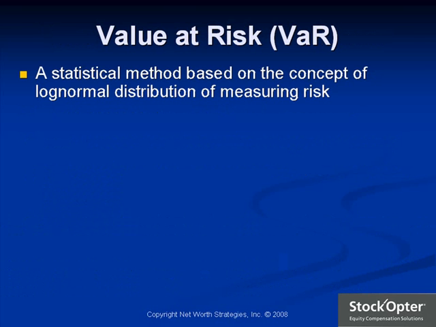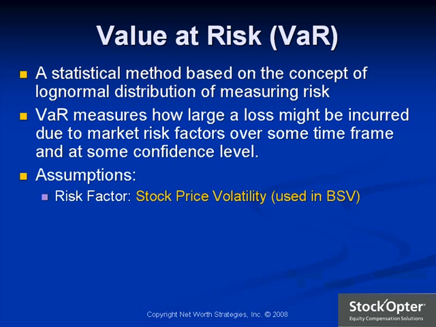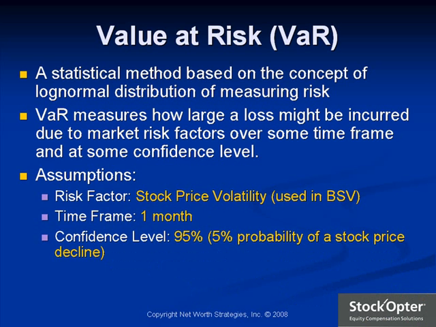Value at risk is a statistical method, based on the concept of log-normal distribution, of measuring risk. VaR measures how large a loss might be when incurred due to market risk factors over some time frame and at some confidence level. The assumptions involved in VaR are the risk factor, stock price volatility, as used in Black-Scholes value; the time frame, and in our case we are using 30 days; and a confidence level, 95%, or put another way, 5% probability of a stock price decline. See the VaR dashboard tutorial for more information.